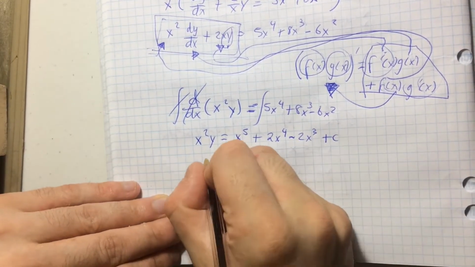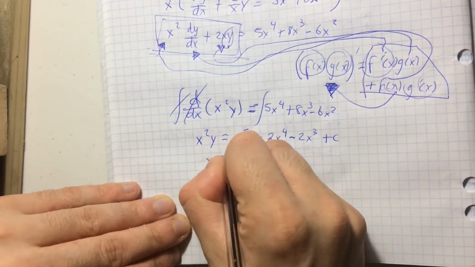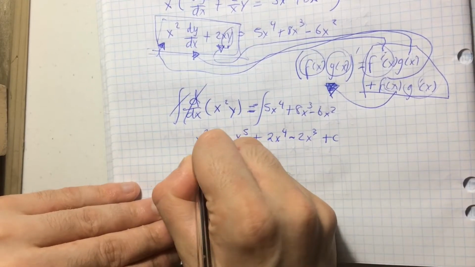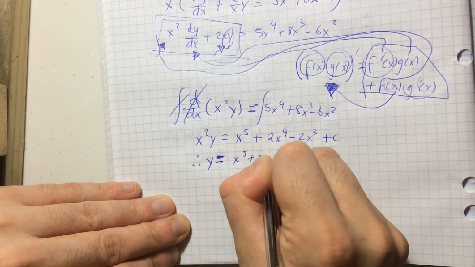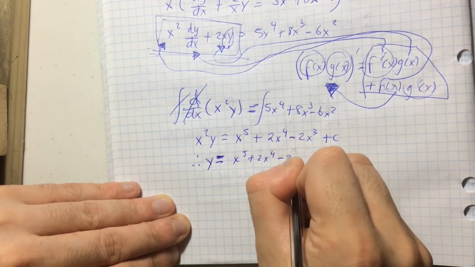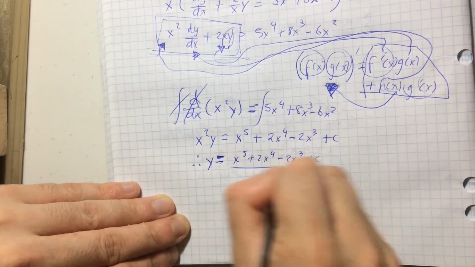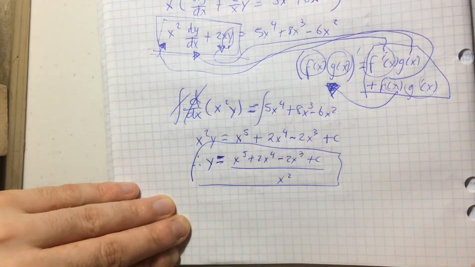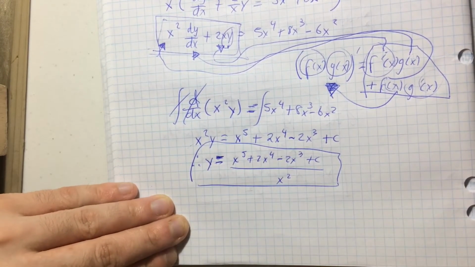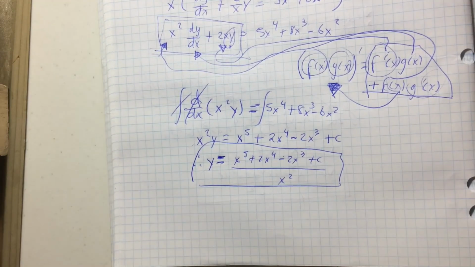And now we can finally solve the differential equation. So y is therefore equal to x to the 5th plus 2x to the 4th minus 2x cubed plus c, all over x squared, by taking the x squared to the other side. And that's how you solve first order linear differential equations.